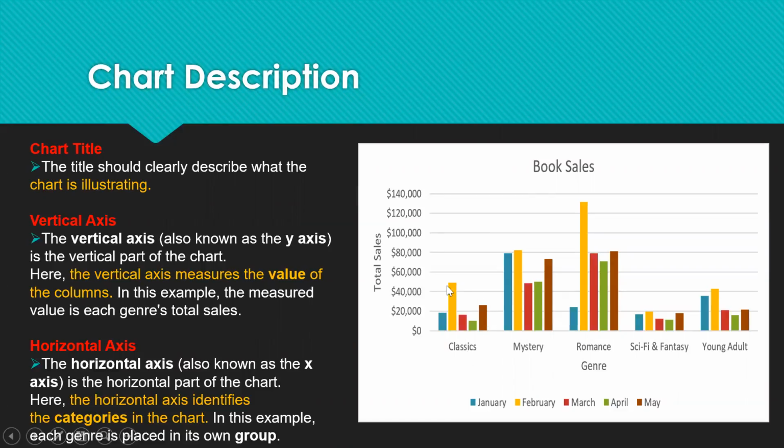So the horizontal x-axis, right? It is categorized into different genres. So classics, mystery, romance, sci-fi and young adult. All these things are classified and grouped together.